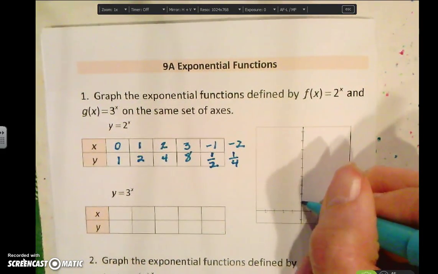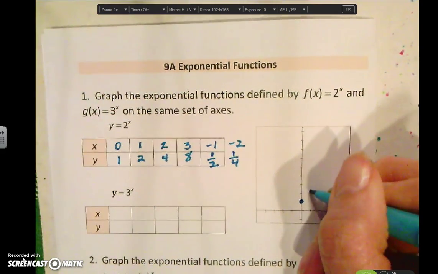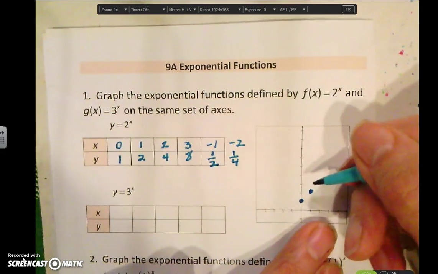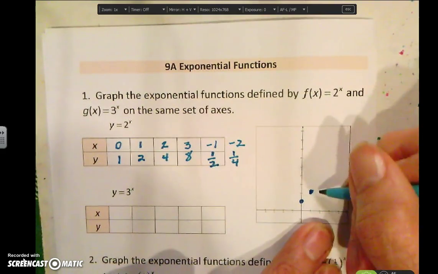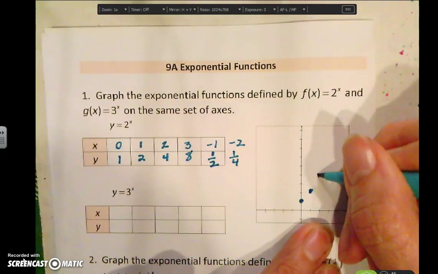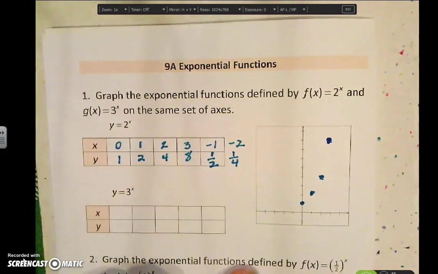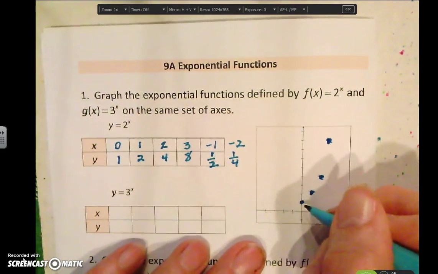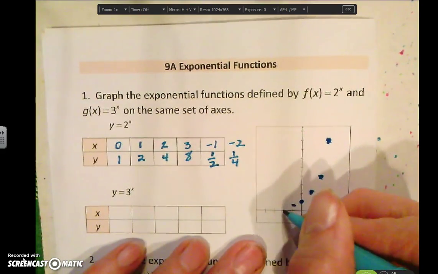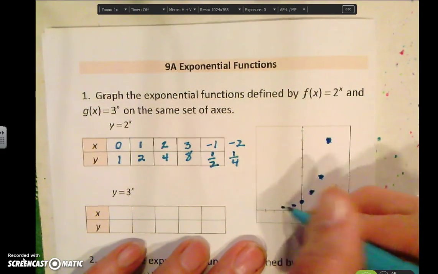So we have 0 and 1, 1 and 2, 2 and 4, and then 3 and 8, which I believe is right about there. We have -1 and then 1/2, and -2 and then 1/4.